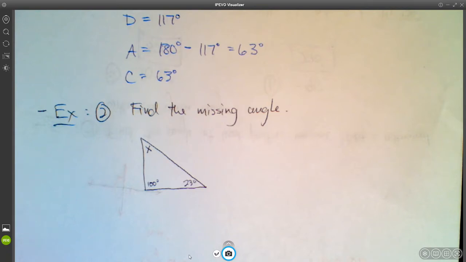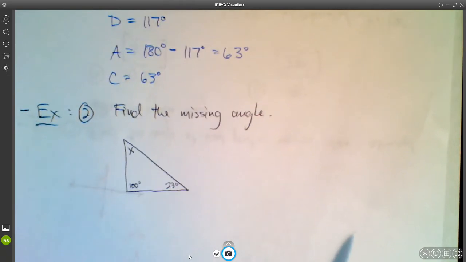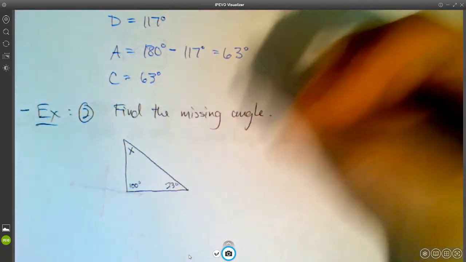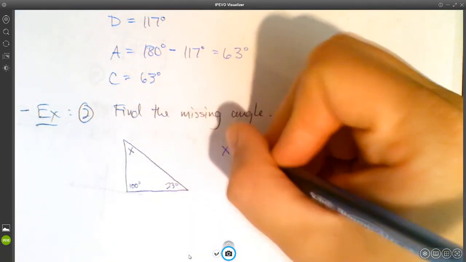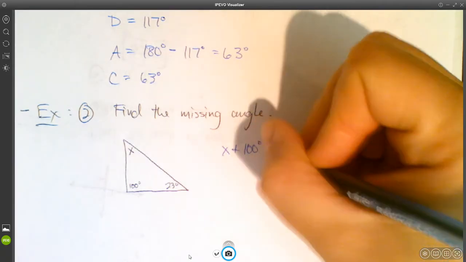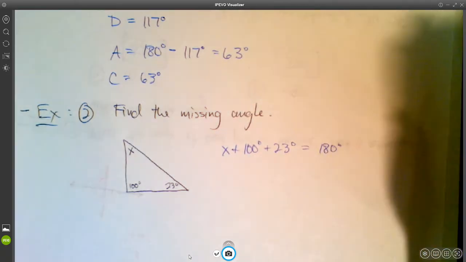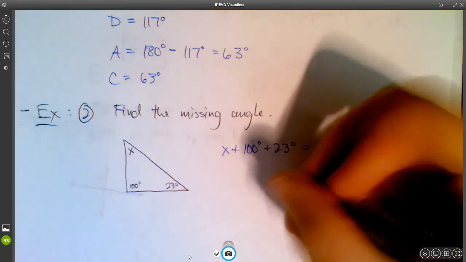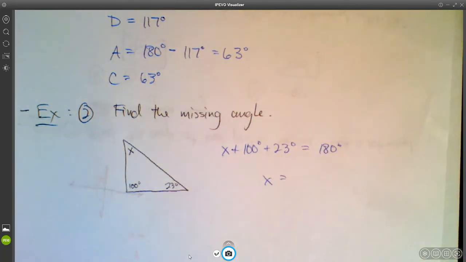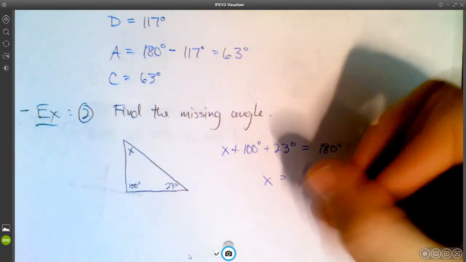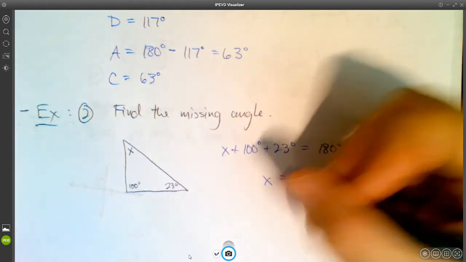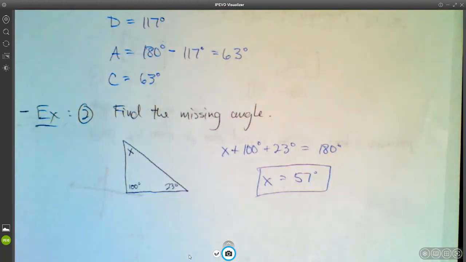So we can exploit the fact that the sum of the measures of the angles of a triangle is 180 degrees. So we can say that x plus 100 plus 23 is 180. So obviously, to solve for x, we would just subtract 123. So 180 minus 123 is 57. X is 57 degrees. And that's all there is to it.